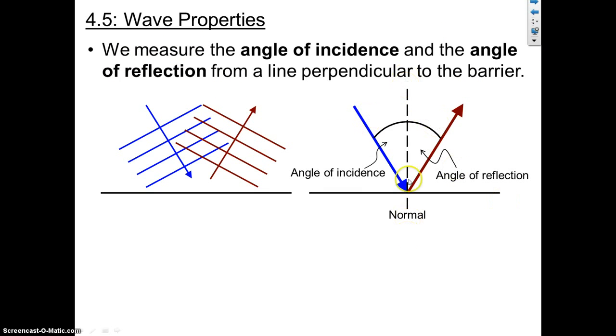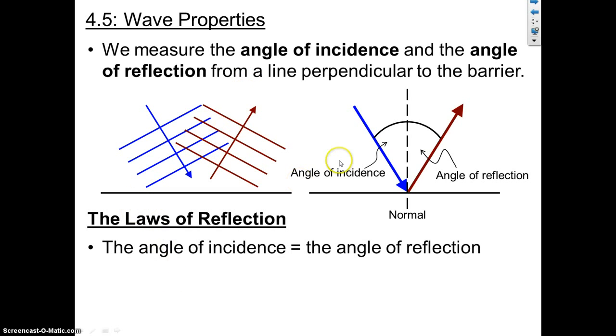And we use that normal to measure the angle of reflection. So we measure the amount of angle from the normal, not measuring up from the horizontal. So we measure from the normal line. Okay? That's what this bullet says.